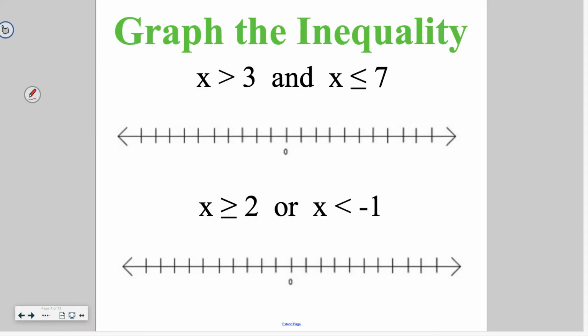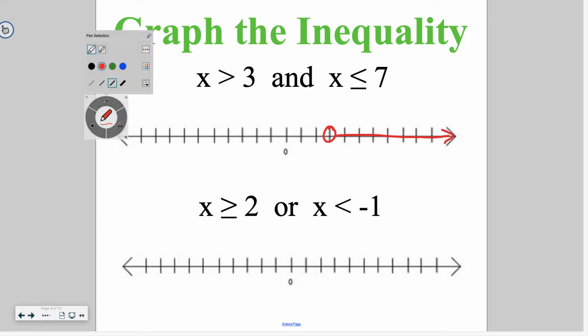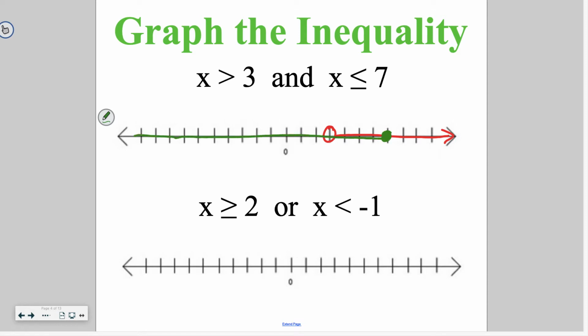So what this looks like on the graph is, if I'm graphing this first one, x is greater than 3, I'm going to go over to 3, use my open circle, and that would be going to the right because it's greater than that. If I do the second one then, we've got x is less than or equal to 7. So we go over to 7, put our closed circle there, and then we're going less than.